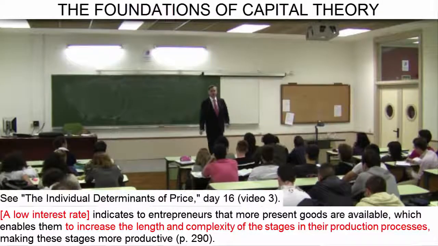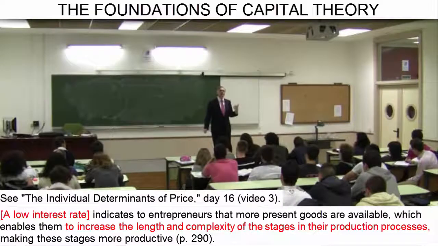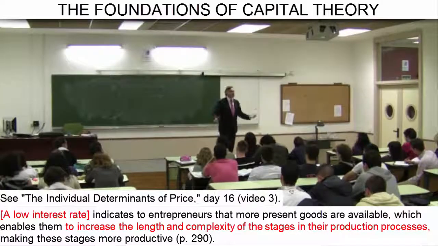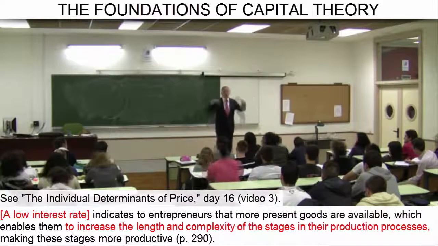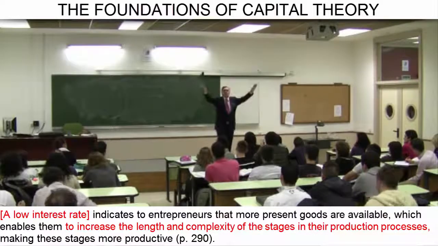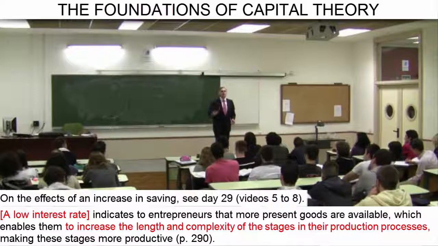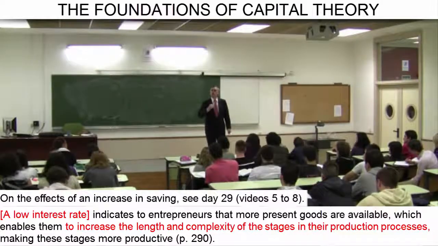If suddenly there is a much larger supply of potatoes, the price of potatoes falls. If suddenly there is a much larger supply of present goods, the price of present goods falls. In other words, the interest rate falls. And when the interest rate falls, let us imagine it falls from 9% to 5%, because there is a large increase in saving in society. What happens? What message does this send to entrepreneurs? What message do they receive?